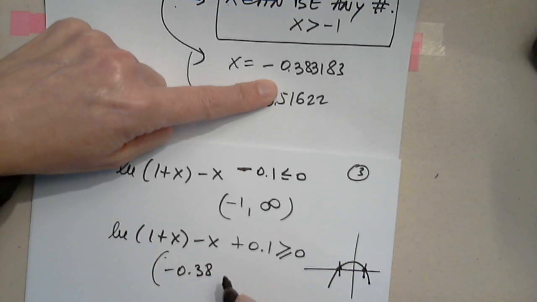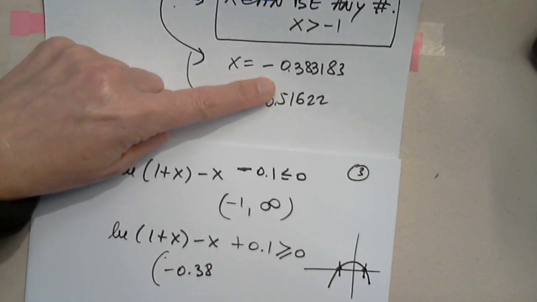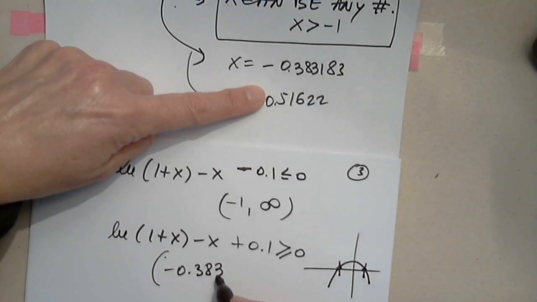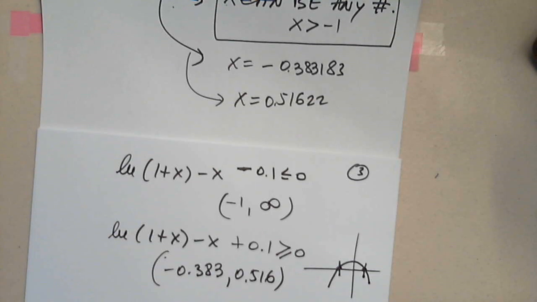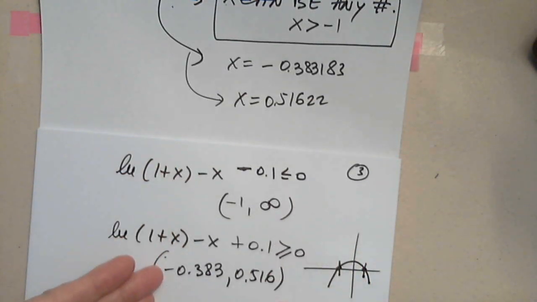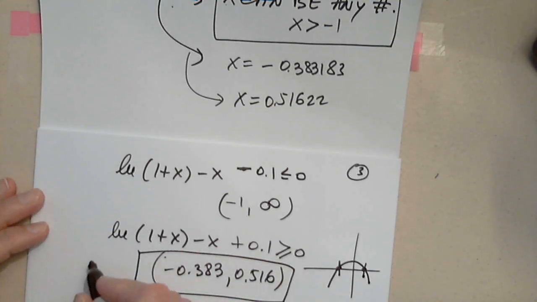This is -0.383. I don't know how many decimal digits. How many decimal? I forget. 3. 3. So -0.383, comma 0.516. Now we have to intersect these two. And when we intersect them, this will be the final solution.